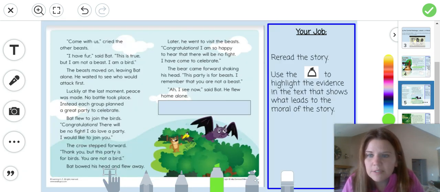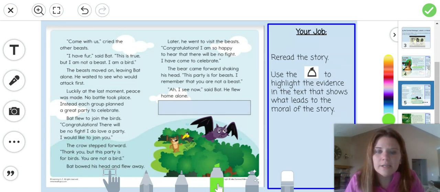Come with us, cried the beast. Oh, and here again he's making another excuse, so I'm going to highlight this. I have fur, said the bat. This is true. But I am not a beast. I am a bird. Right? Because again, he doesn't want to do the hard work. So then they move on.